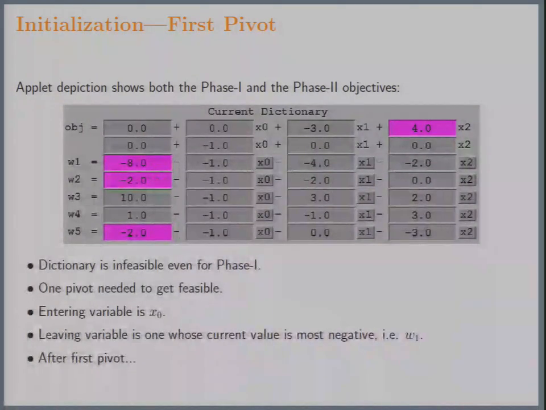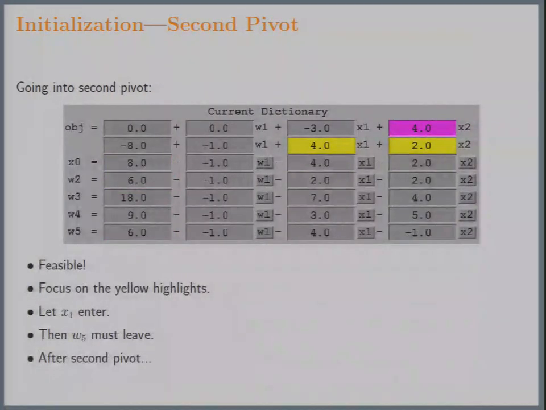But the first pivot's different, because this is not feasible. Even for the phase 1 problem, this is not feasible because we've got these negative signs here. So the first pivot in this algorithm is special. The first pivot is x0 will enter, and the most negative one will leave. That's just that one pivot you do. When you do that, it automatically gets all of these things to be greater than or equal to 0. And now we have a dictionary solution that's feasible for the phase 1 problem.